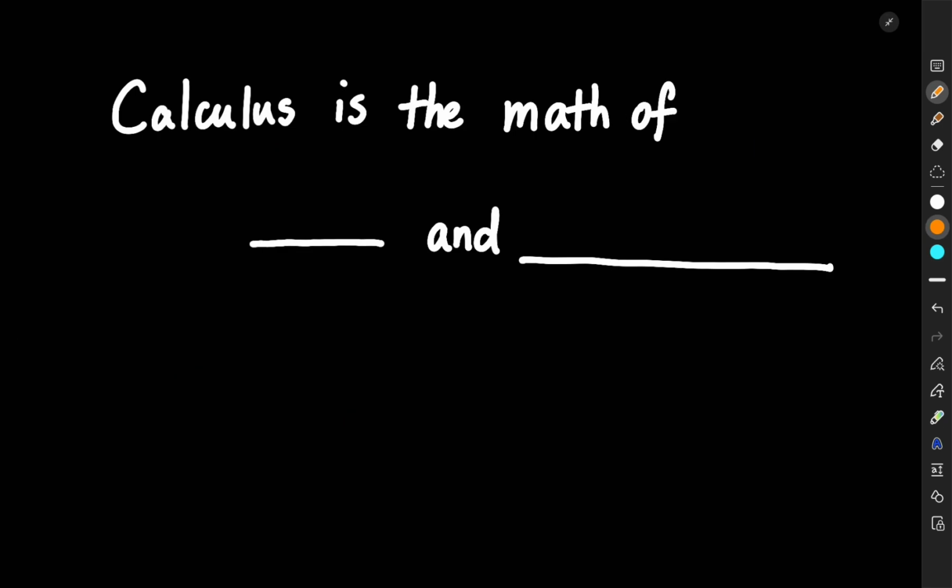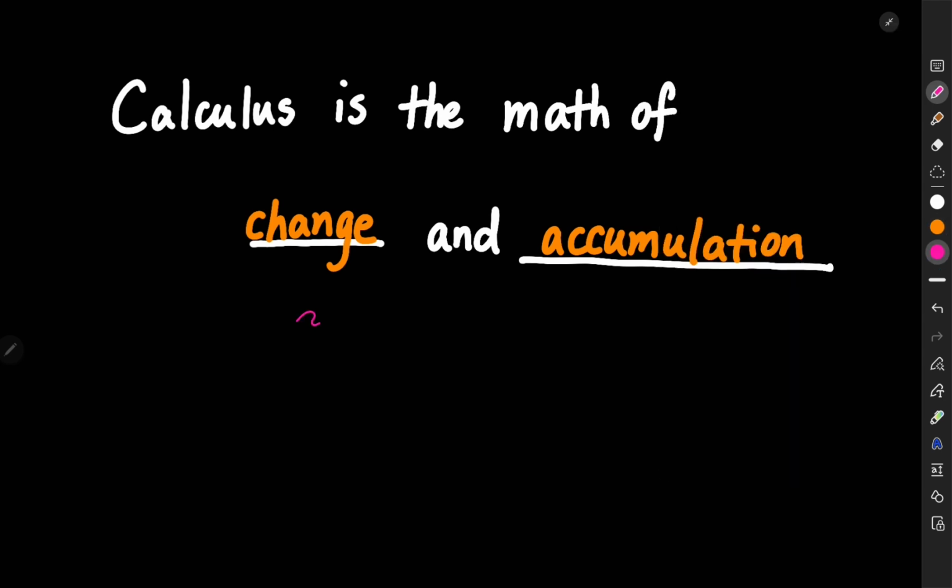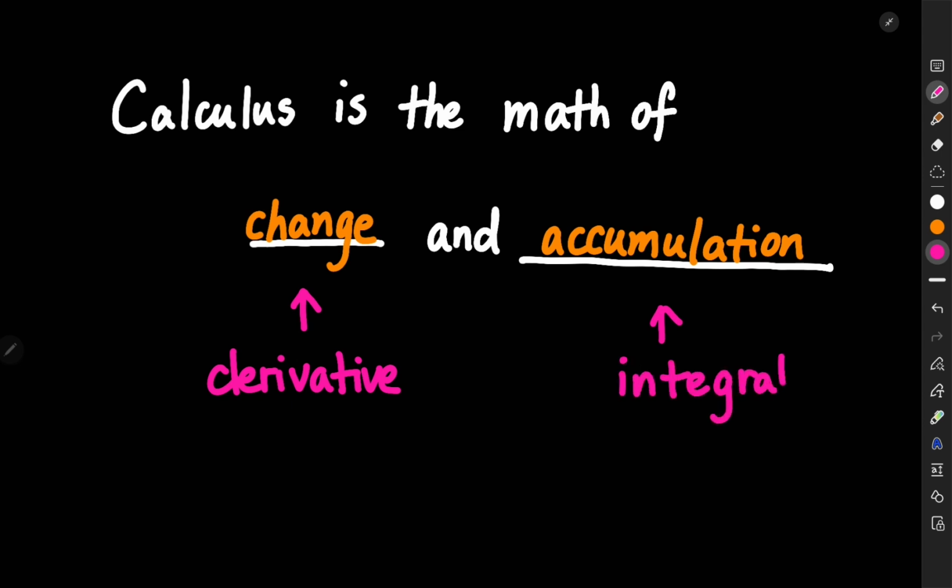Just a recap of what we learned so far: calculus is the math of change and accumulation. The change in calculus is also called a derivative, which helps us understand how fast something is changing. And accumulation is also called an integral. An integral helps us add up tiny changes over time.